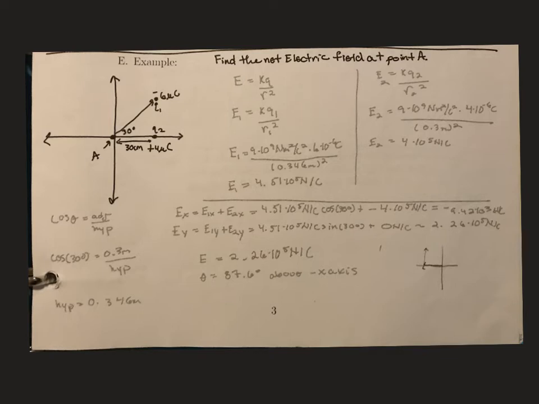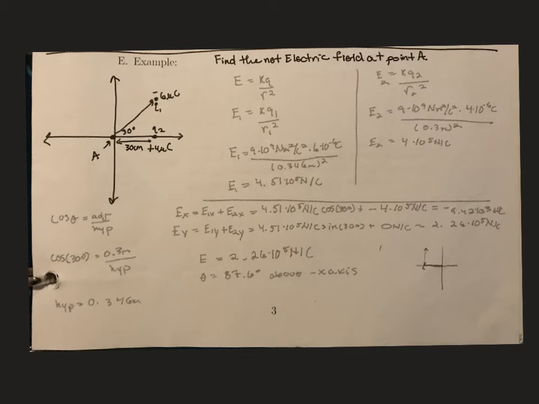And then the tricky part here is I have to figure out the distance from point A to the charge. And since I know this distance is 30 centimeters, and I know the angle in here is 30 degrees, I'm going to use the idea that cosine is equal to adjacent over hypotenuse, and I'm going to solve for the hypotenuse. So that gives me a distance of 0.346, which I can then plug in down here. So that gives me an electric field strength of 4.51 times 10 to the 5 newtons per coulomb.